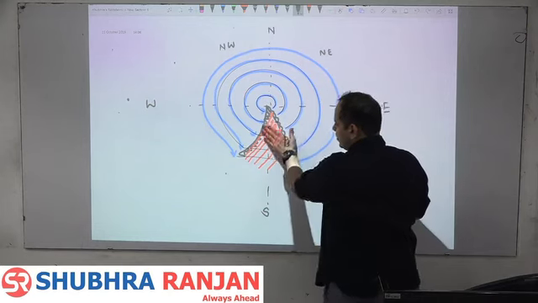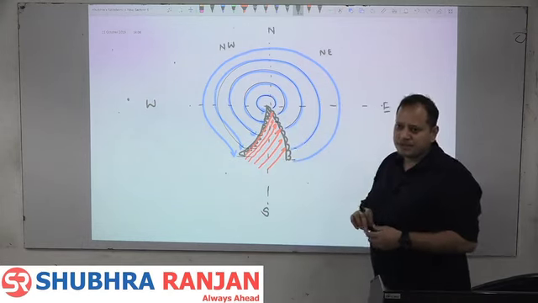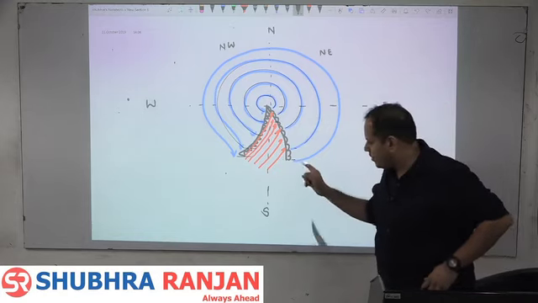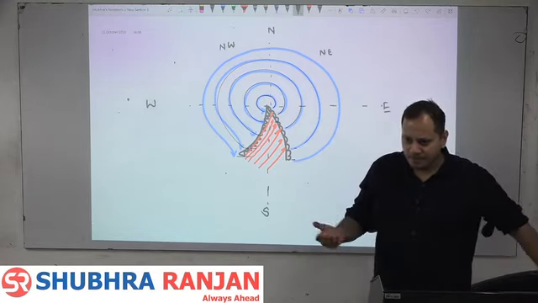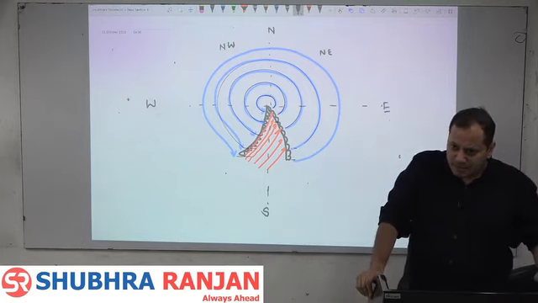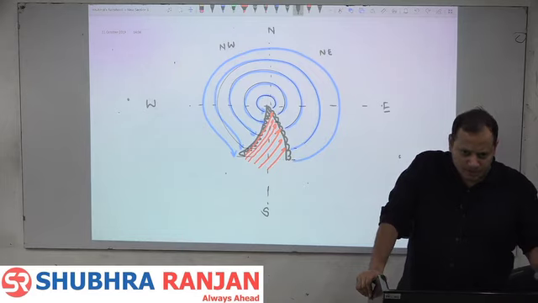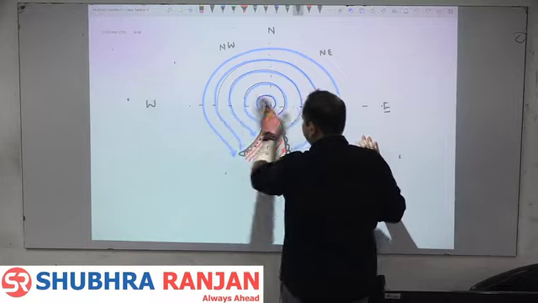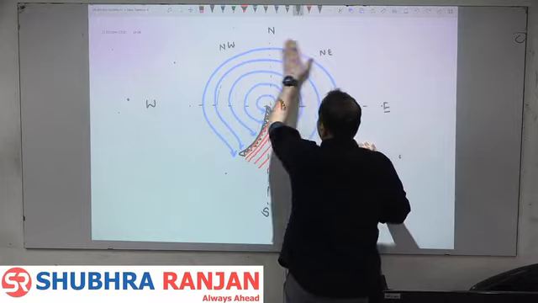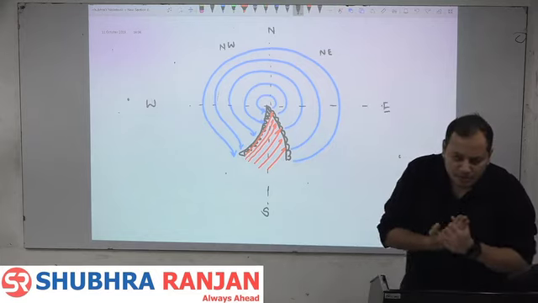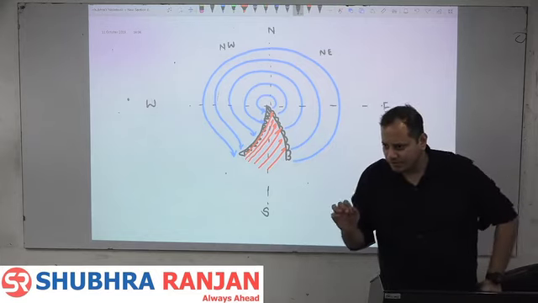So if I want to draw the isobars, can I say the temperate cyclone has circular isobars or semi-circular isobars which are open from the southern side? What are temperate cyclones? Temperate cyclones do not have closed isobars. They are open from the southern part. Understanding? This is the temperate cyclone's isobars. Why does a temperate cyclone occur? Due to the formation of fronts.